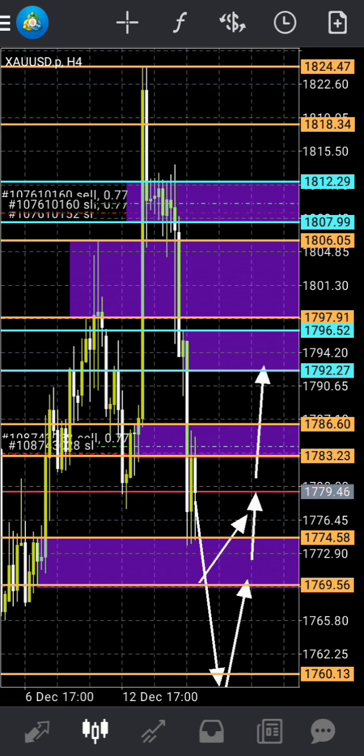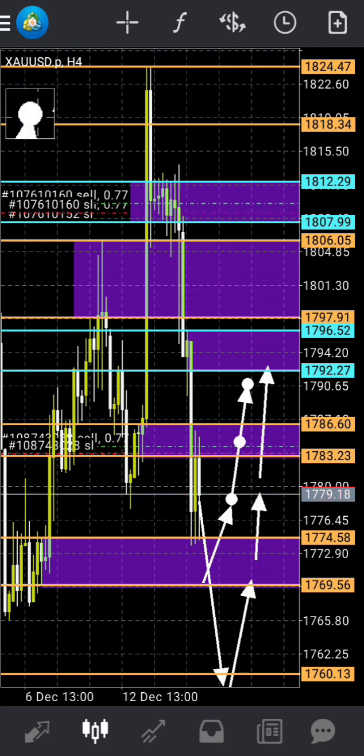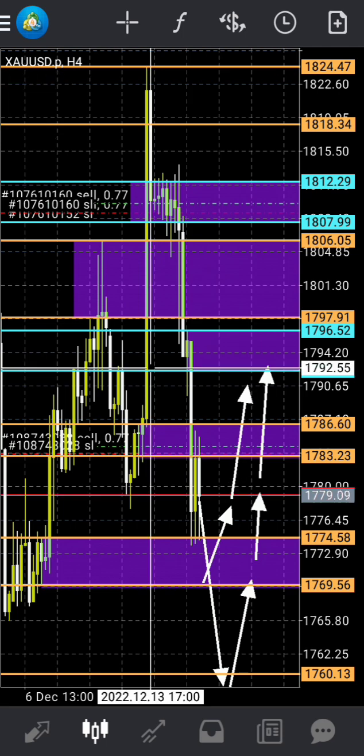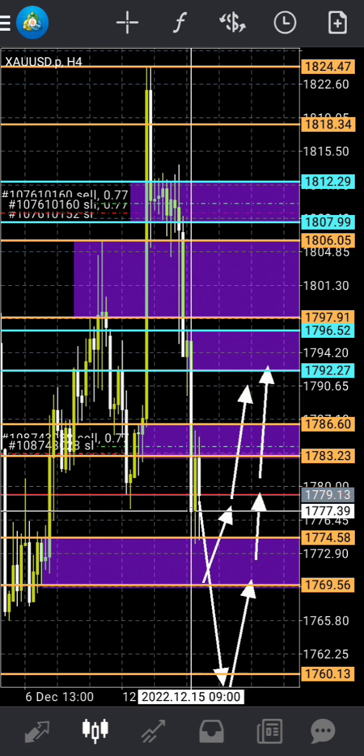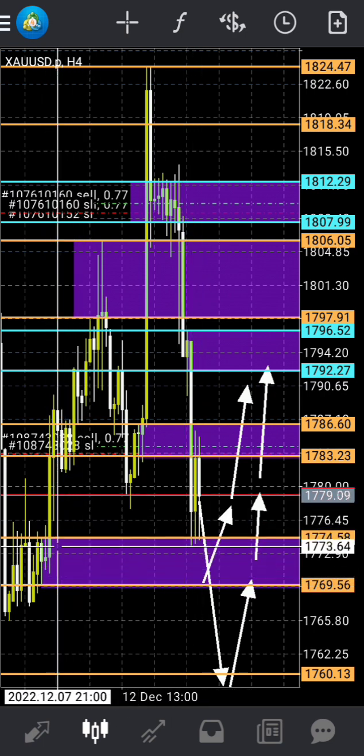Okay, will be here. And our TP, first TP same. Our second TP will be the same to here. Okay, so the price from here drop to here. As you can see, this is a bullish engulfing zone.